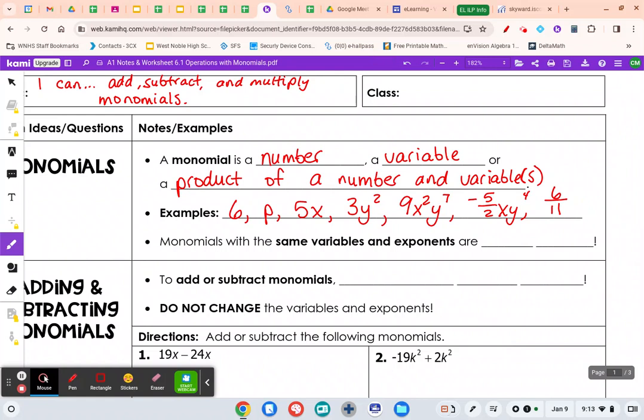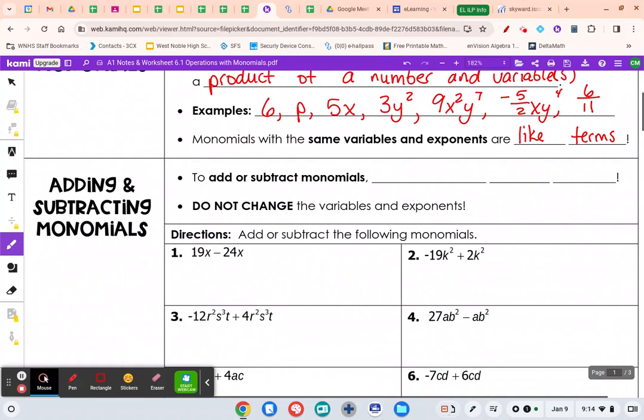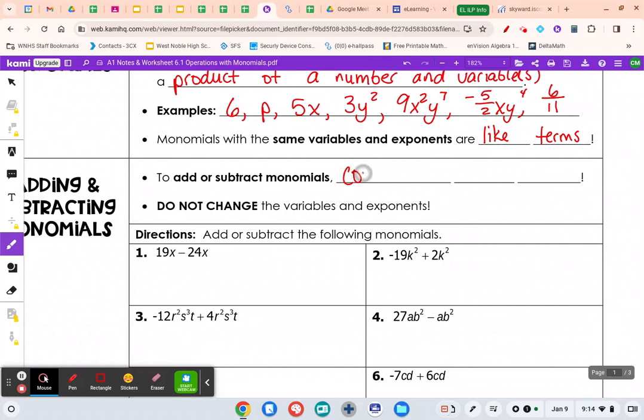Monomials with the same variables and exponents are considered like terms. Now, we've talked about this before when we've tried to solve for a variable that you can combine like terms. The same thing is true here with these other monomials. So when we add and subtract monomials, we simply combine like terms. They must be alike for them to be able to be combined. We do not change the variables and the exponents. So when you're combining these, the variables and the exponents stay the same.